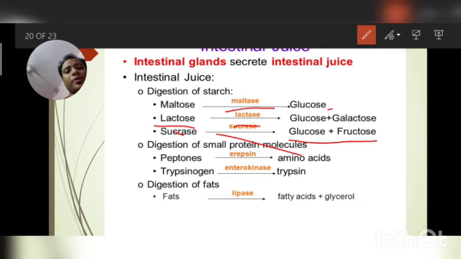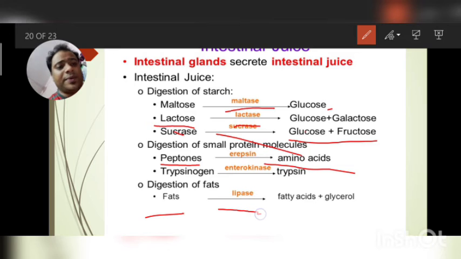Protein also: small proteins, called peptones, with the help of erepsin convert into amino acids. Okay, and for fat, the enzyme is lipase. With the help of lipase, it converts into fatty acid plus glycerol. This is very important. But do you know what glycerol is?